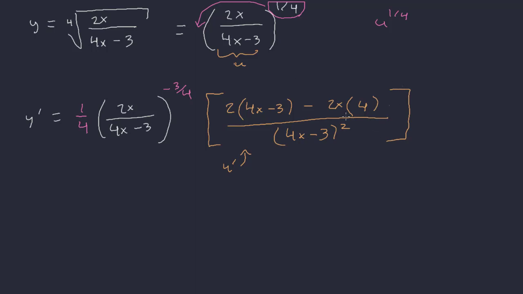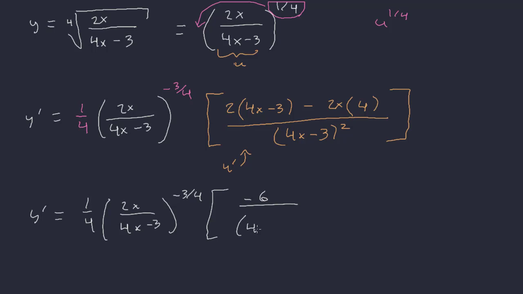Okay, and hopefully you can see that this is going to simplify a little bit. It's not necessary to do it, but I'm going to get an 8x minus 6 minus 8x. So it's just the negative 6 that's going to be left over. So we could say that this is 1/4 times 2x all over 4x minus 3 to the negative 3/4 times negative 6 all over 4x minus 3 squared. And yes, we could continue simplifying this or what have you. I wouldn't bother. This is good enough.